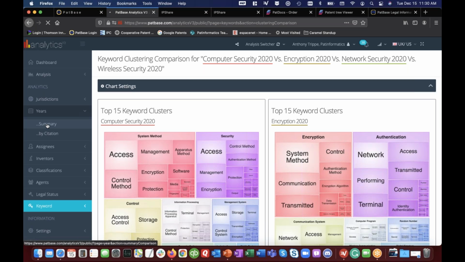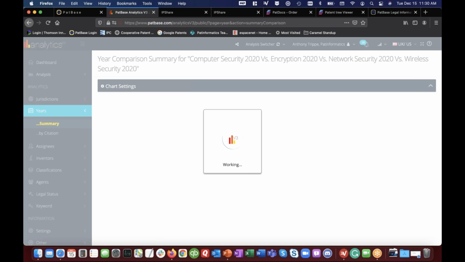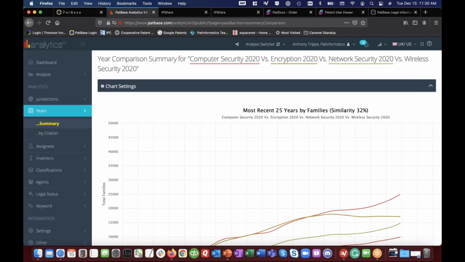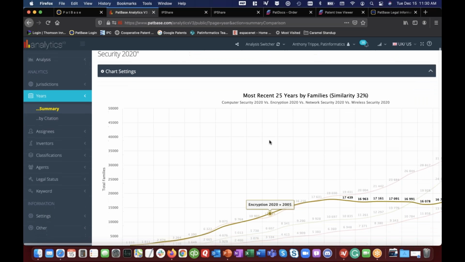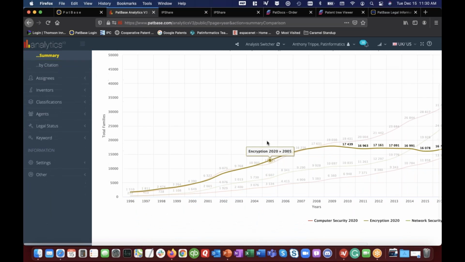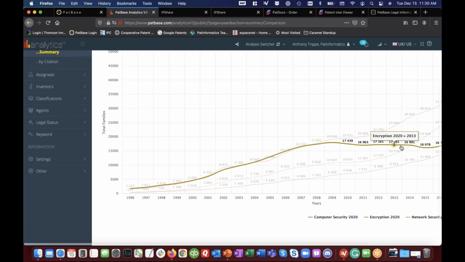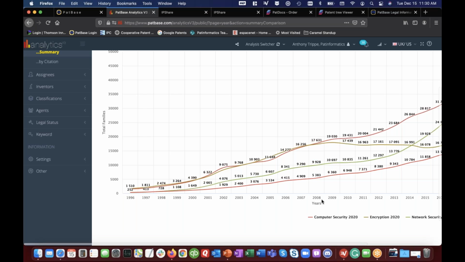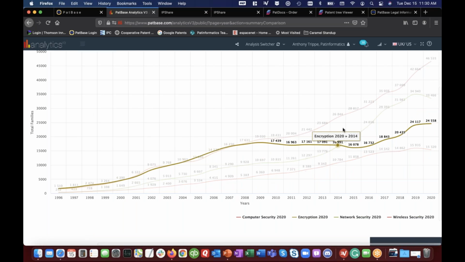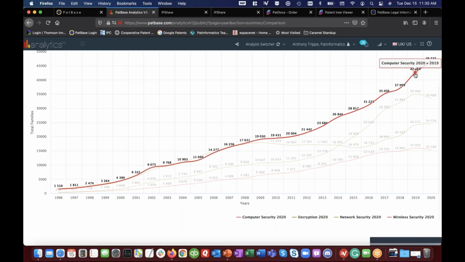And so again, just clicking takes a few seconds. And here we go. This is our comparison over time. And you can see which of these ones. Here we go. Let's move that over a little bit. And you can see that the computer security continues to rocket.